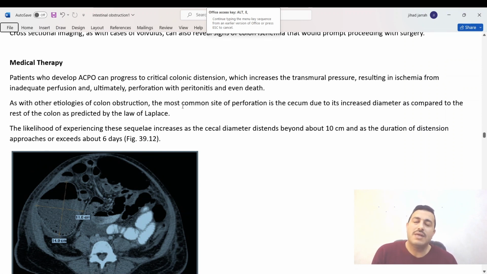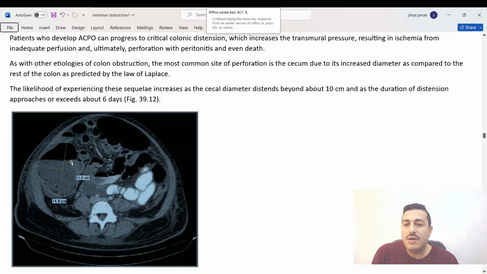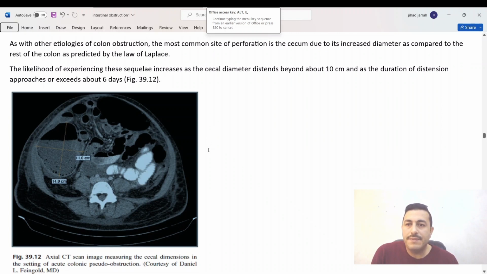First of all, we have to ask ourselves: is there a sign of strangulation? Are there signs of perforation, signs of ischemia? And where do we look? To the cecum, as it's the part most likely to be affected, according, as we said, to Laplace's law. You can see in this picture how the cecum is dilated, about 14 centimeters.